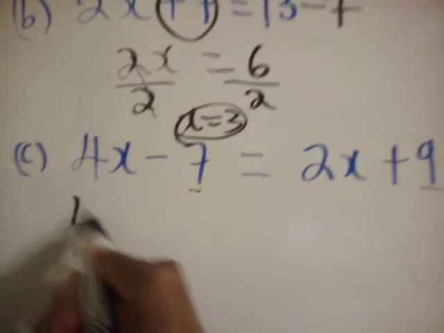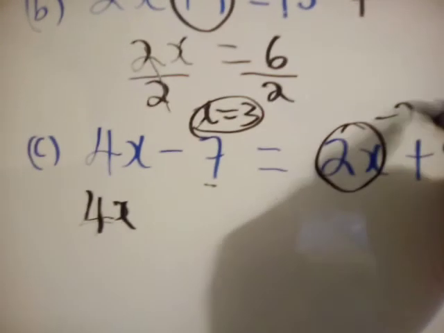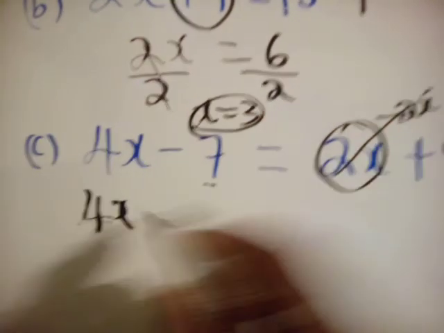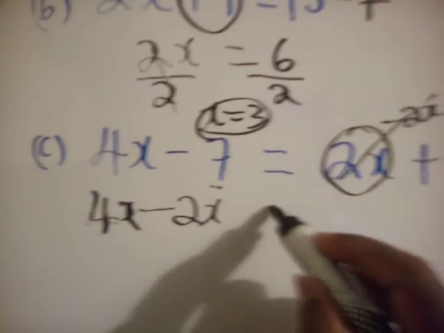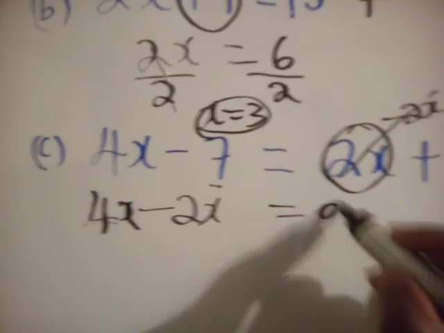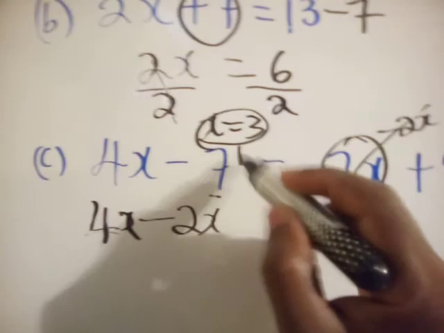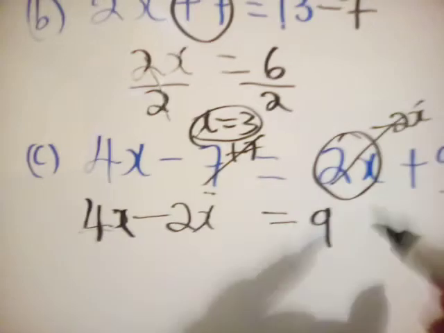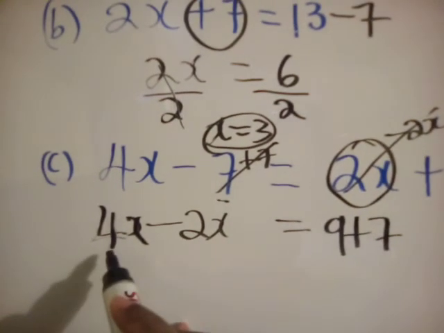Alright, so let's see now. For 4x, this is a positive 2x, so we subtract 2x from this side. What you do to one side, you do to both sides. But the equal sign, put the plus 9. Now we have negative 7. The inverse of negative is positive. So we add 7. So we can continue now.